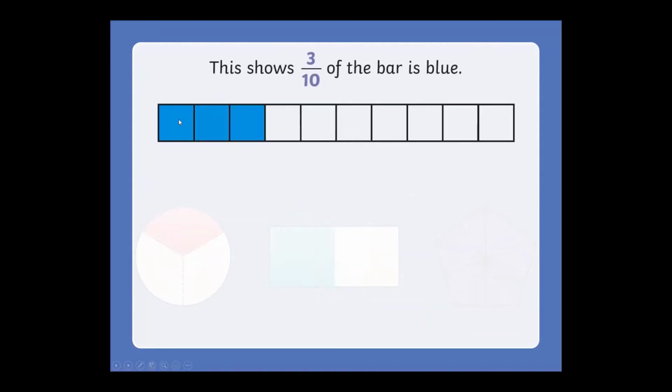This shows that 3/10 of the bar is blue because we have 3 parts here, 1, 2, 3, and our whole, the amount of parts we have all together, are 10. 1, 2, 3, 4, 5, 6, 7, 8, 9, 10.